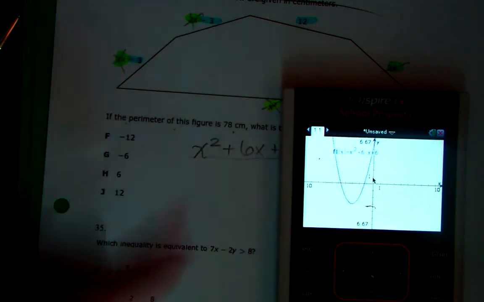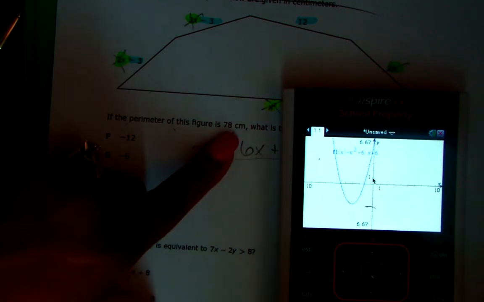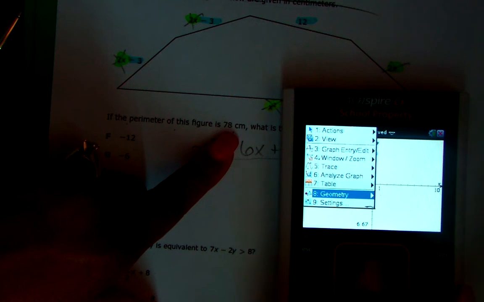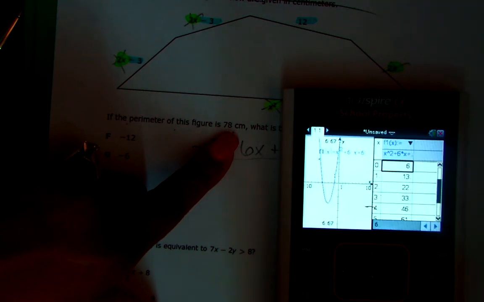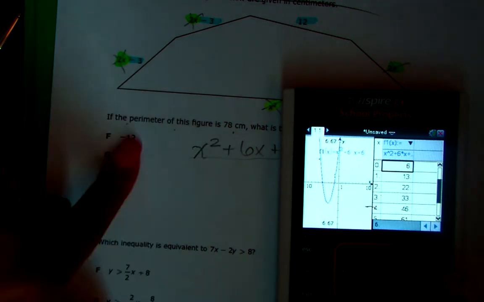You'll be like, oh, that's quadratic. Yes, look, we're just trying to see which one will give us 78 centimeters. This is what we're trying to do. So I'm going to go to the table. You see that it's going to be more than 5 because that's a 61. So we know it's going to be more than 5 in the choices.